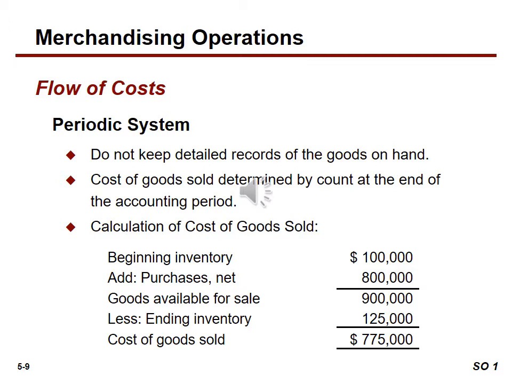You have your beginning inventory and you add all your purchases for that financial period. You end up with the goods available for sale. And from that goods available for sale, you subtract the ending inventory, and that calculation will give us the cost of goods sold during that specific financial period.